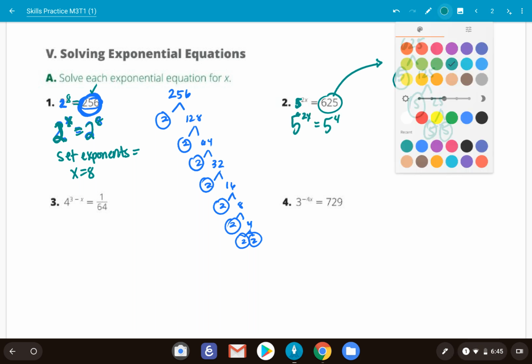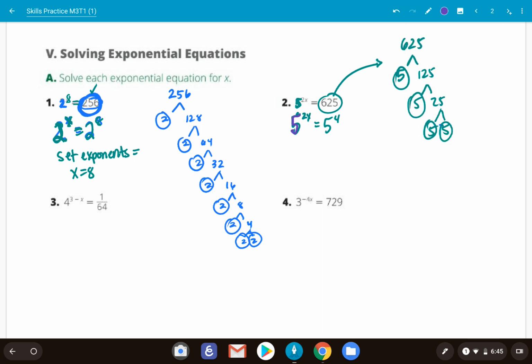And now that we have the same base, we have 5 and 5, what we can do now is set the exponents equal. We can set the 2x equal to the 4 and solve for x. 2 times 2 equals 4, so that means x has to be equal to 2.